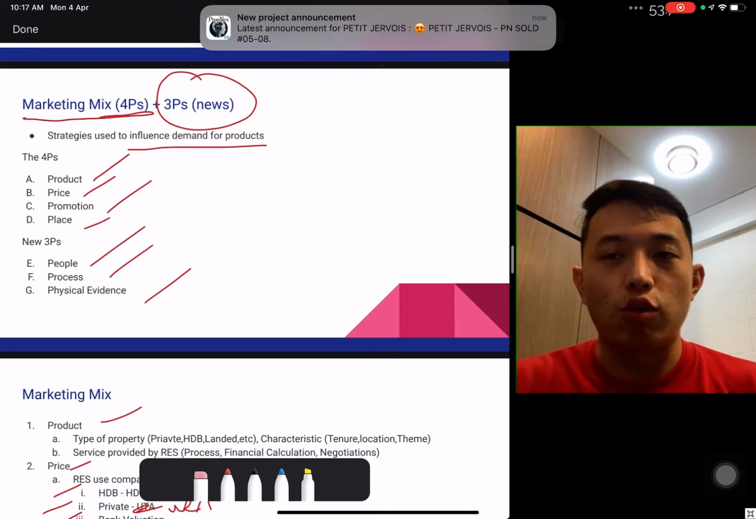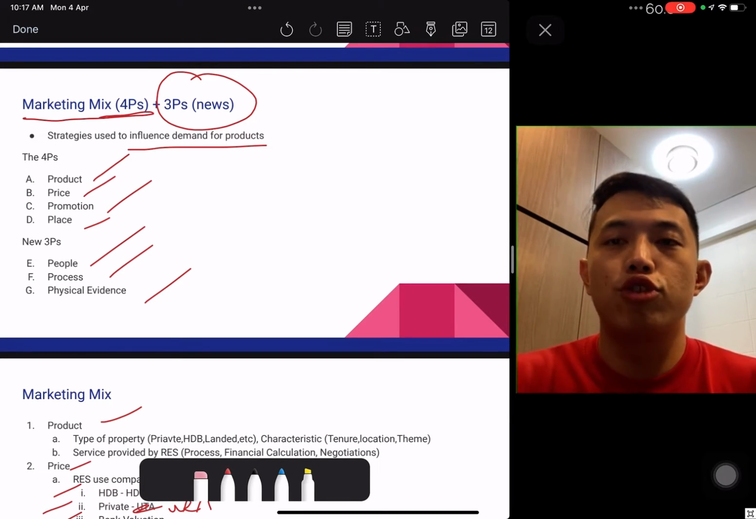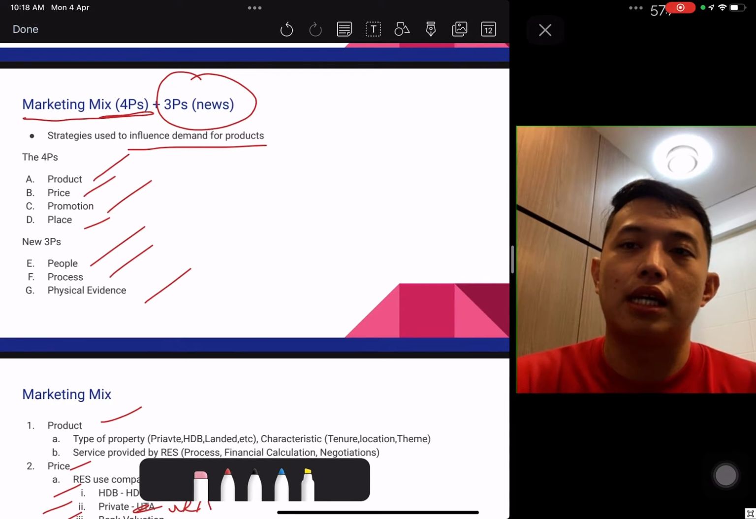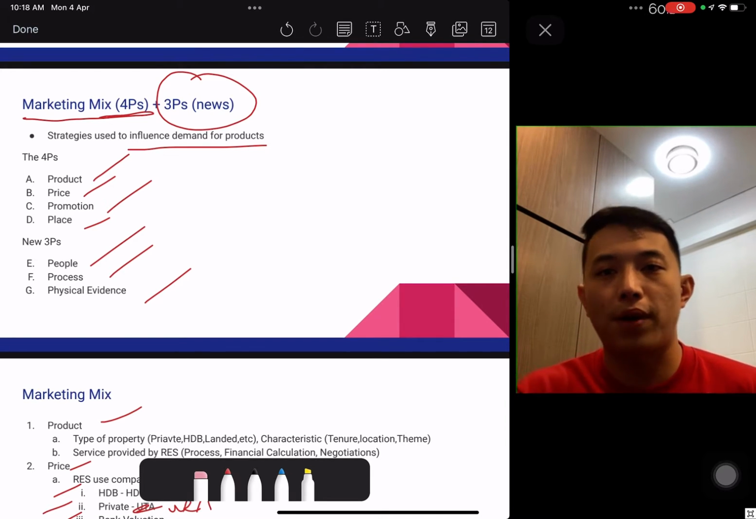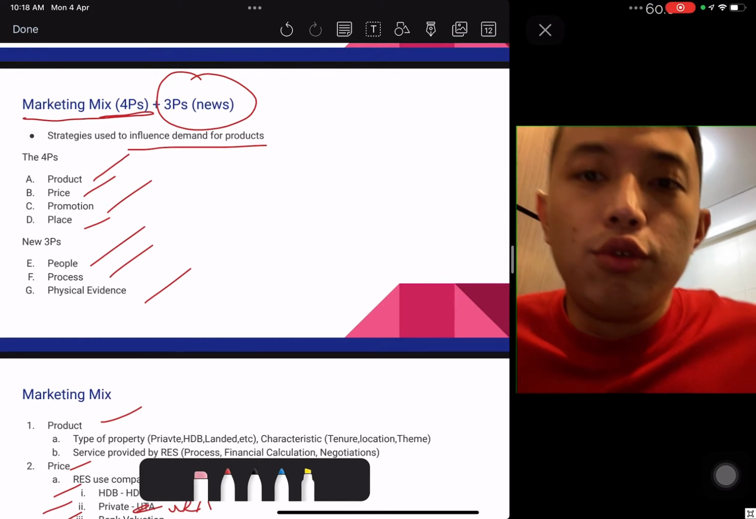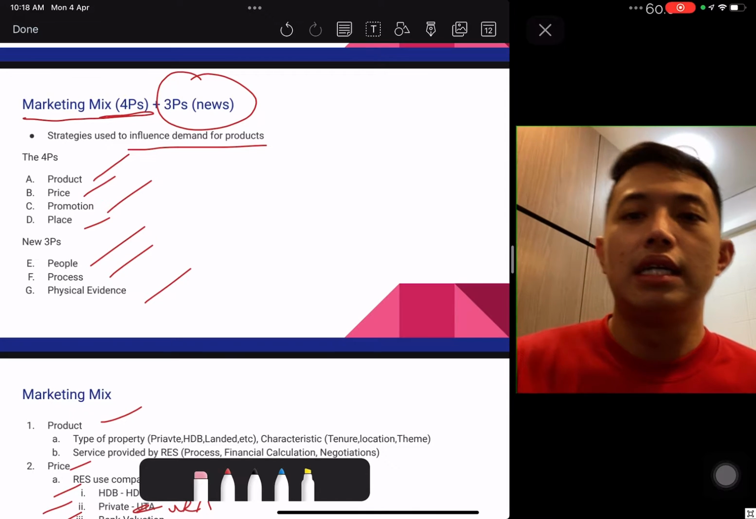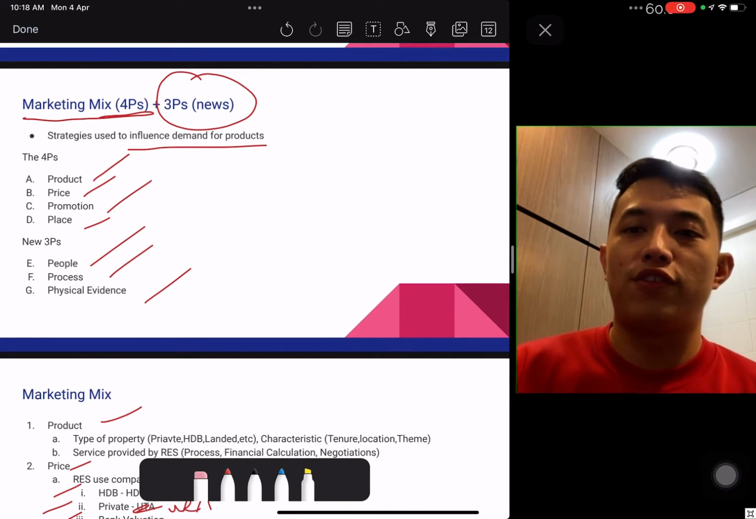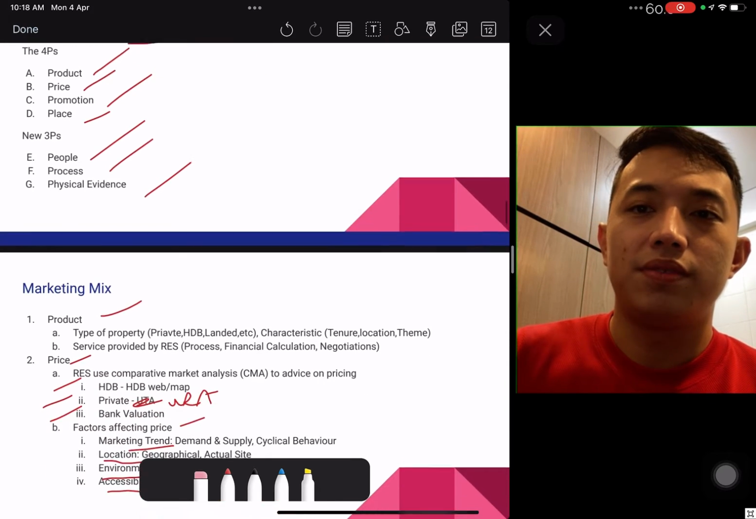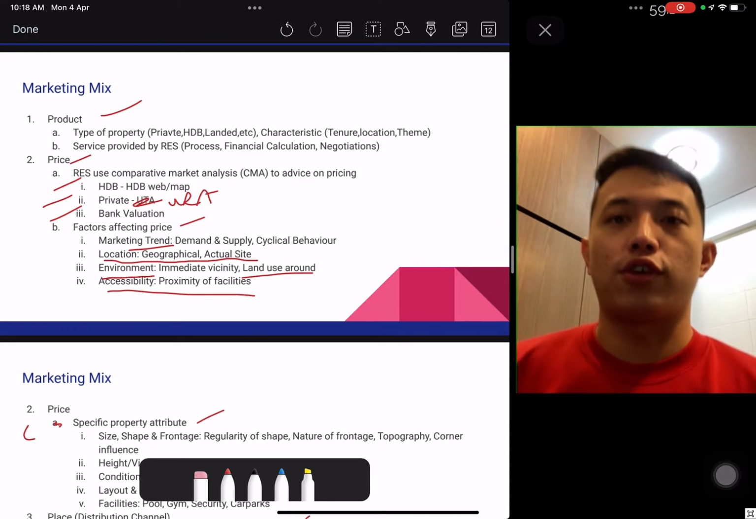There's a total of 4 P's in our notes. However, it's a total of 7 P's. 3 P's are actually very new. Don't be surprised. These 3 P's I will just go through a bit, but I will not go into detail. The first 4 P's are product, price, promotion, and place. The new 3 P's are people, who are the people involved; process, the process of the work; and lastly physical evidence, the physical product itself. The 3 P's are not tested, so do not take note of them too much. I will just focus on the first 4 P's.